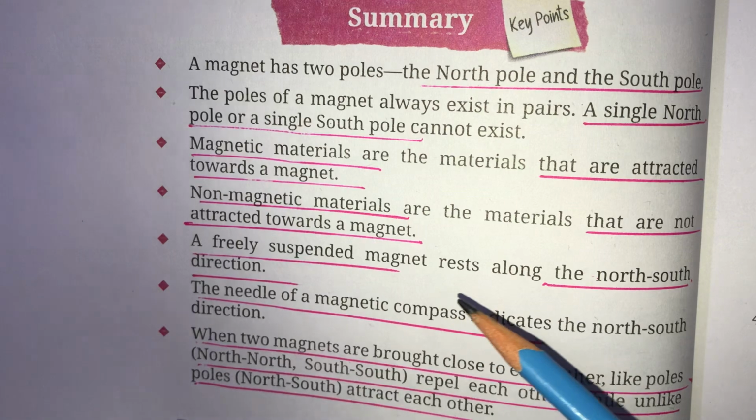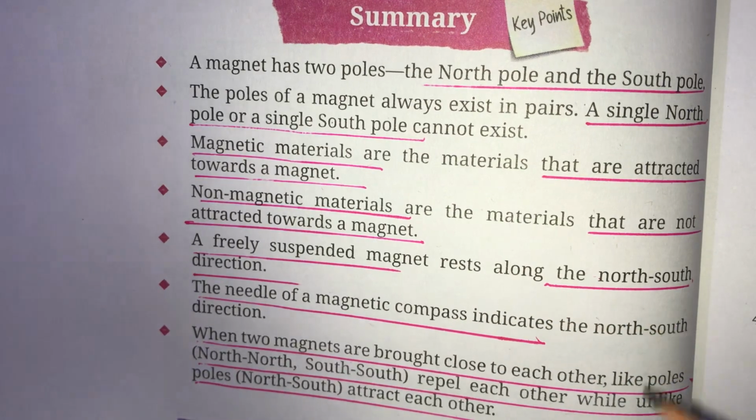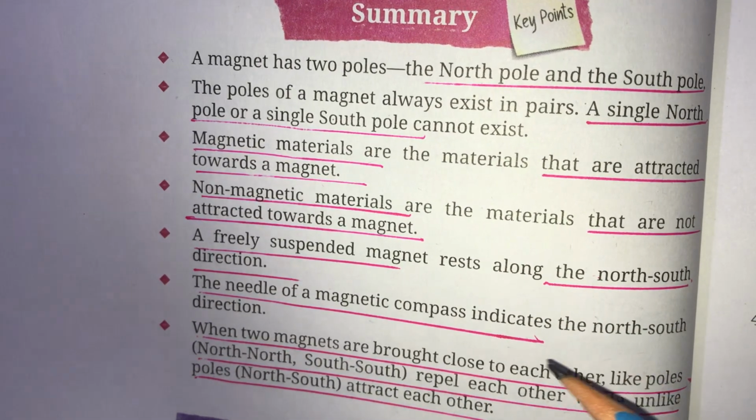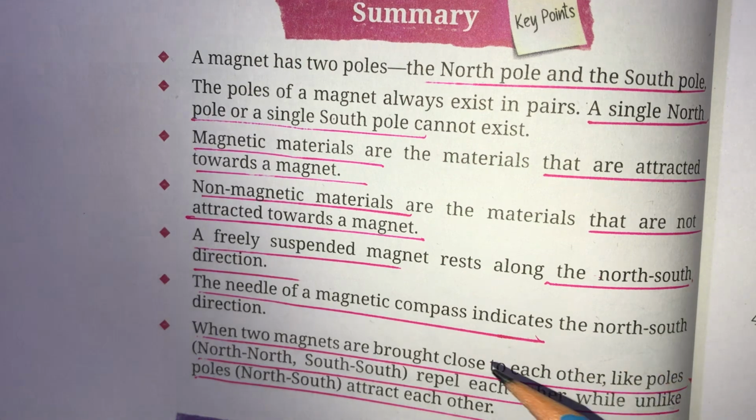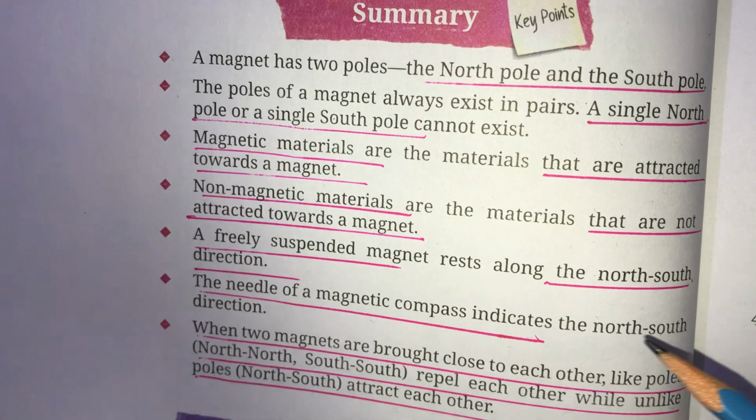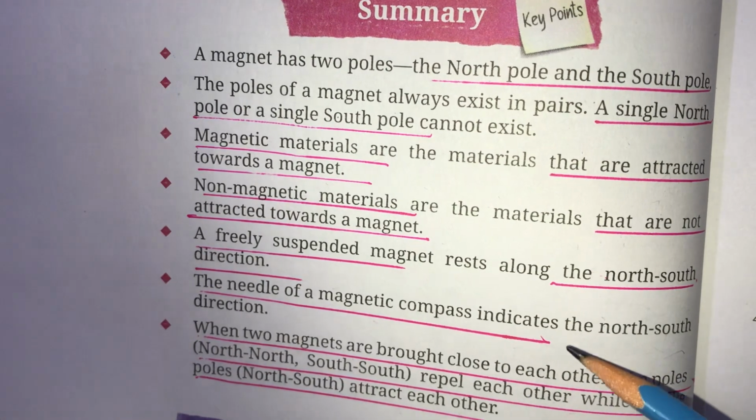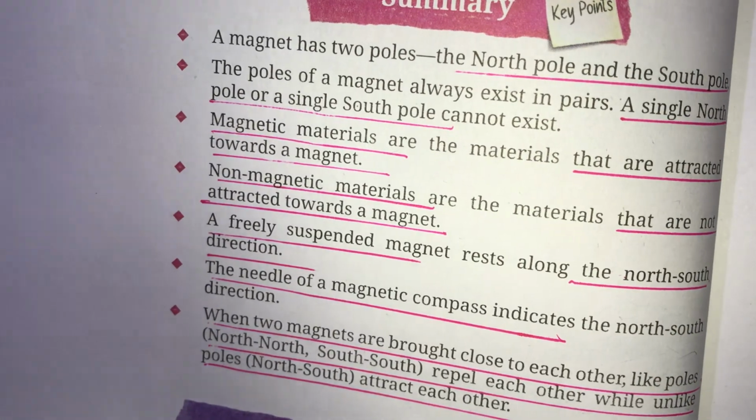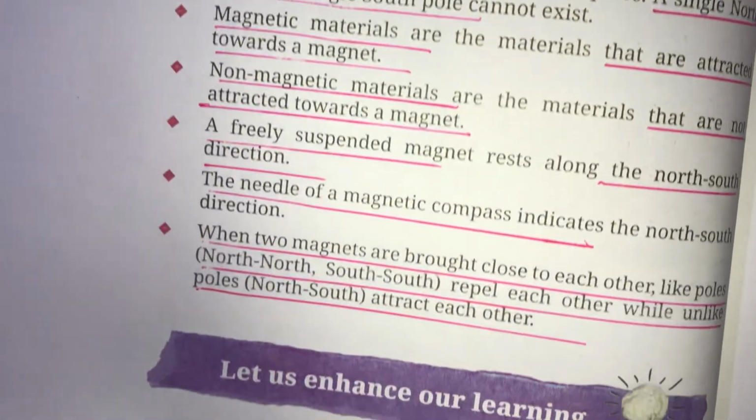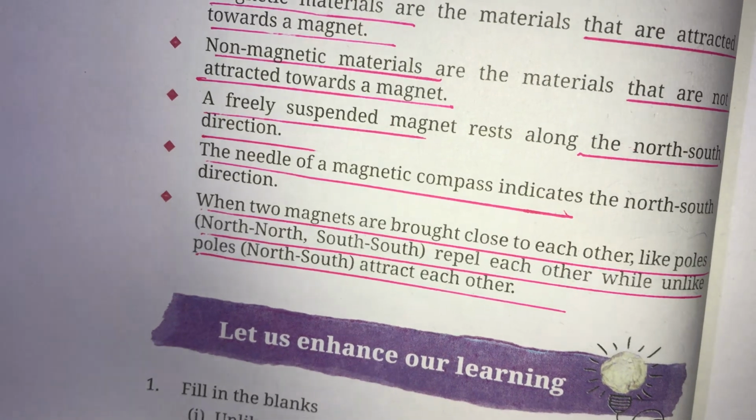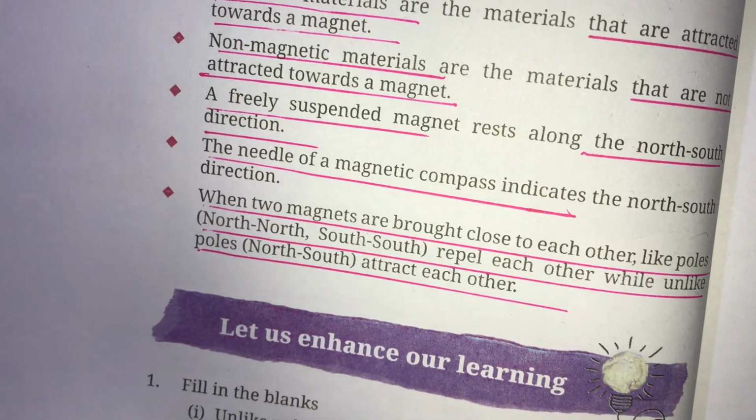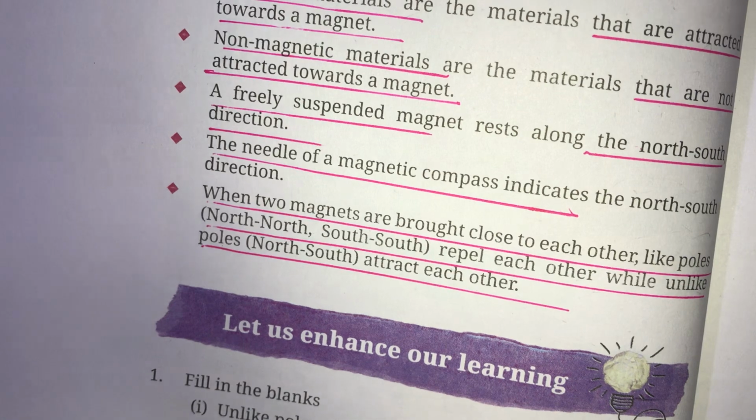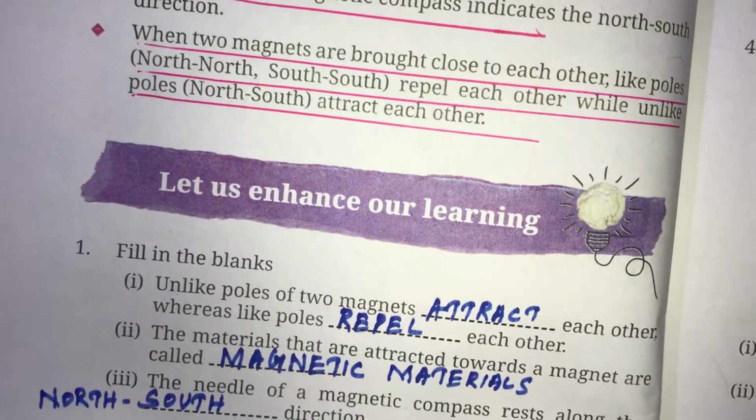A freely suspended magnet always rests in the north and south direction. The needle of a magnetic compass, which is magnetic in nature, on suspension is directed towards the north and south direction. Thereby it is used as a device, the magnetic compass, to find out the direction in any place. When two magnets are brought close to each other, like north-north or south-south, they repel each other, while opposite poles, north-south, attract each other.